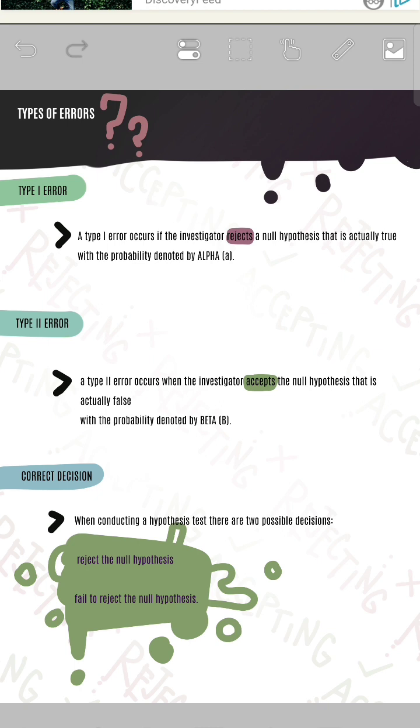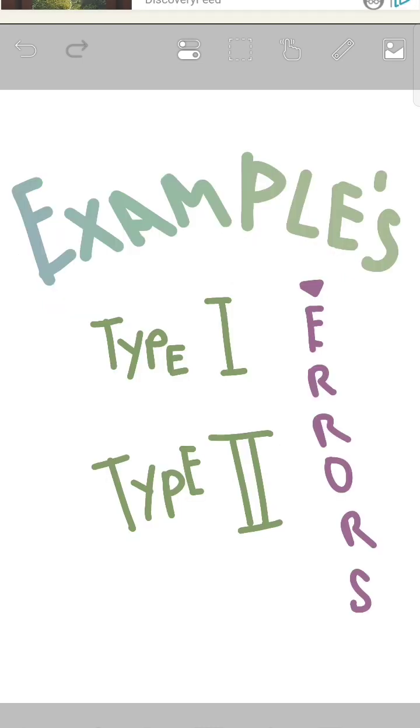It says here, when conducting a hypothesis test, there are two possible decisions: reject the null hypothesis, or fail to reject the null hypothesis. That means accept, by the way. So, let's take a look at the examples. We have examples of type 1 and type 2 errors so that you can understand our lesson a bit more and understand what they mean. Let's take a look at them.